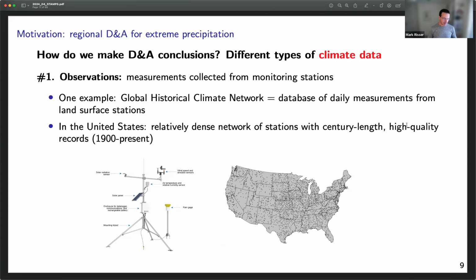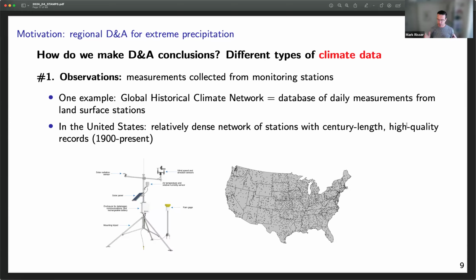Okay, so let me go back to say a little bit more about detection and attribution at a high level. Detection and attribution is definitely a data-driven field. We use different types of climate data to arrive at detection and attribution conclusions. The first type of data that usually gets fed into these sorts of analyses is what we would call observations. Observations can mean a lot of things, but for the purpose of this talk, I'm going to refer to direct measurements of nature that are collected at monitoring stations.